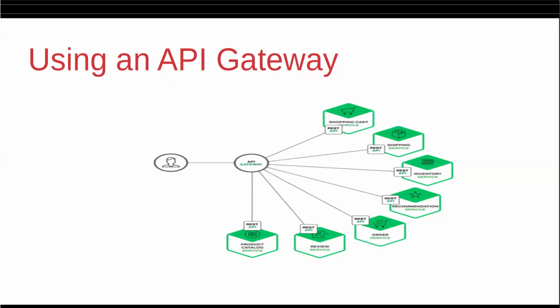The diagram shows how an API gateway typically fits into the architecture. As you can see, it is a single entry point into the system. The API gateway is responsible for request routing, composition, and protocol translation. All requests from clients first go through the API gateway. It then routes requests to the appropriate microservice.